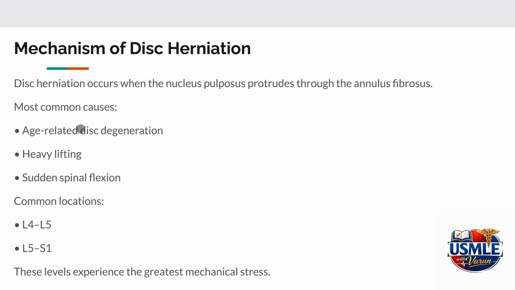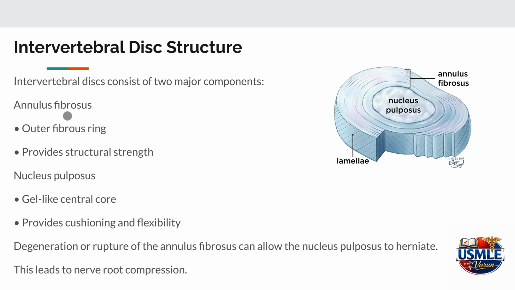Each intervertebral disc has two main components. The outer layer is the annulus fibrosus, which is a strong fibrous ring that provides structural stability, whereas the central component is the nucleus pulposus, which is a gel-like structure that forms the central core, which provides cushioning and flexibility. With aging or mechanical stress, the annulus fibrosus may weaken or rupture. So when this happens, the nucleus pulposus might protrude outwards. This process leads to disc herniation and can compress nearby spinal nerve roots.